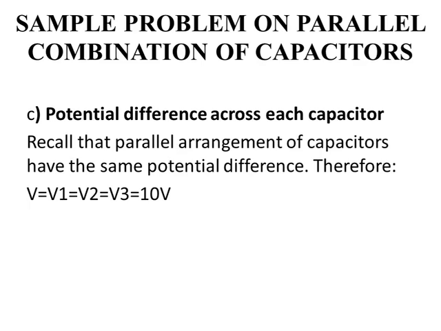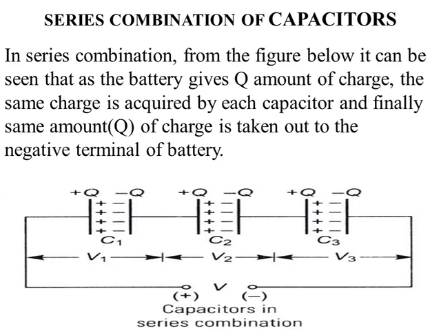So for capacitor C1, 10 volts will be supplied. For capacitor C2, the same 10 volts will be supplied, and for capacitor C3, the same 10 volts will be supplied. And that is why it is said that V equals V1 equals V2 equals V3 equals 10 volts. Now this takes us to the second combination, which is a series combination of capacitors.